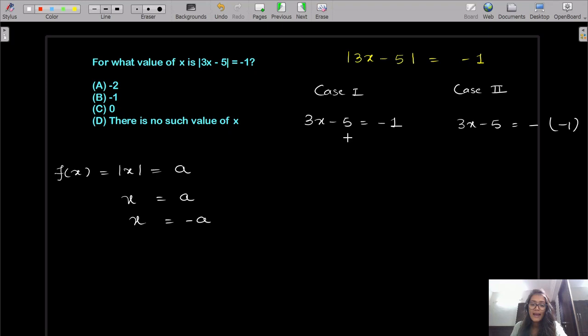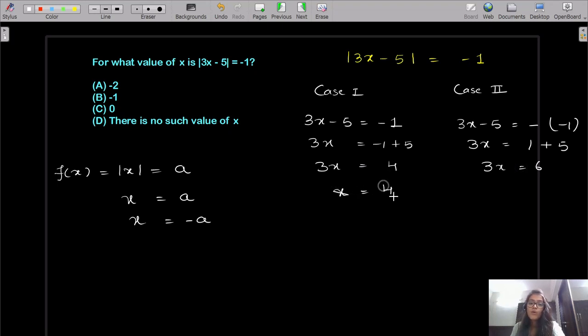So I can add a 5 on both the sides, so I get 3x equals negative 1 plus 5. Here I get 3x equals, well, negative of negative 1 becomes positive 1 plus 5. So I get 3x equals 4 or 3x equals 6. x equals 4 over 3 or x equals 6 over 3. 6 over 3 is nothing but 2.